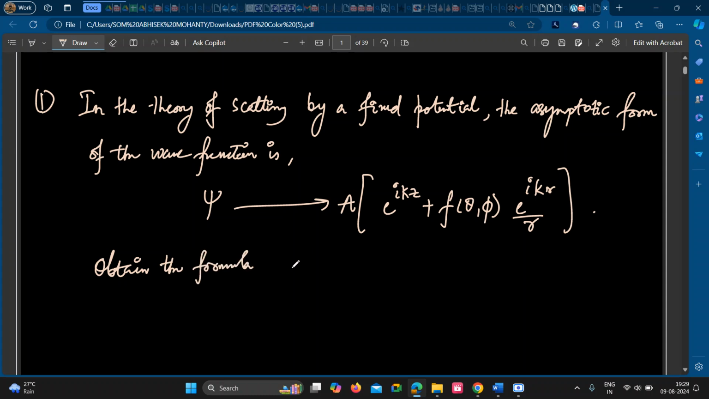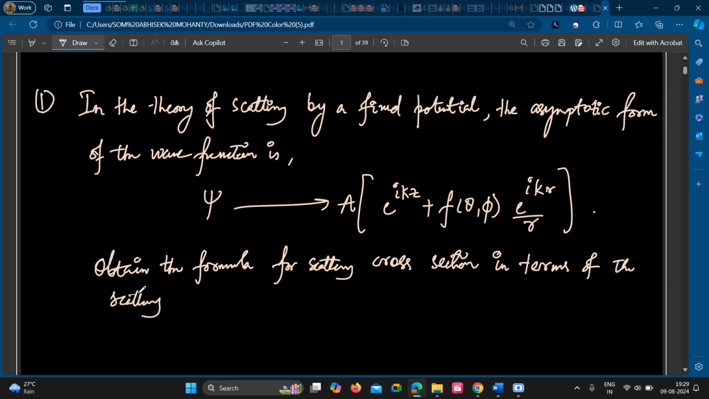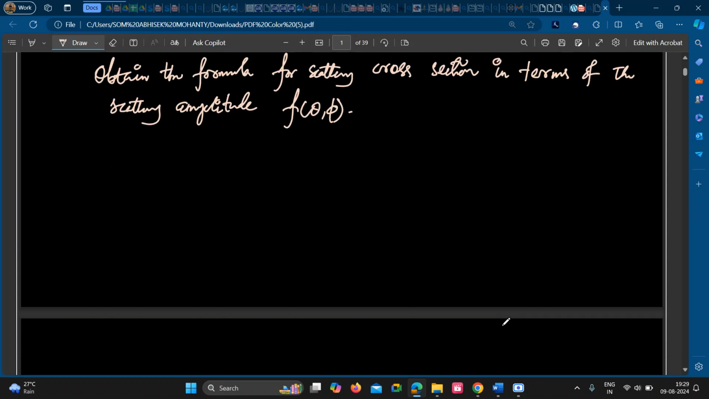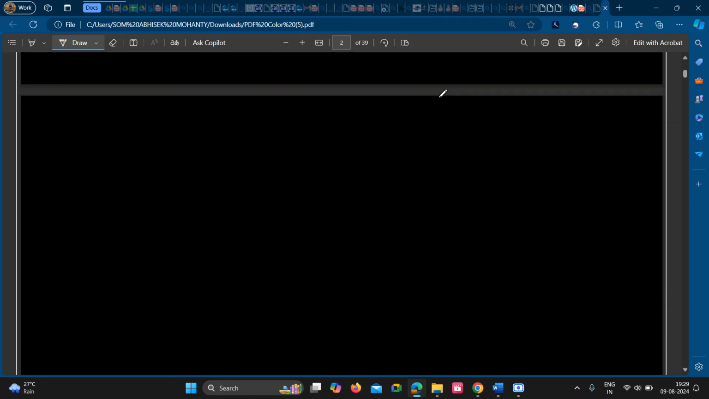So the question is: obtain the formula for scattering cross section in terms of the scattering amplitude f of theta phi. Wave function is given, and you have to obtain a formula for scattering cross section in terms of the scattering amplitude f of theta phi. So how to do it? Let's see the solution.